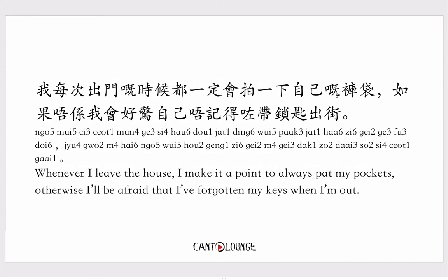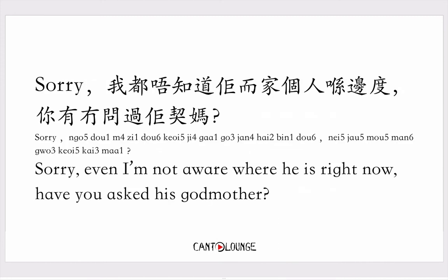Nothing overly important or difficult here I want to elaborate on, so we're going to move on. Though also, this should be fairly straightforward. You can probably imagine the scenario for this. Sorry 我都唔知道佢而家個人喺邊度。你有冇問過佢契媽？So you might be asked by someone who's finding someone else, but you don't know where that person is either, right? So you might say that.